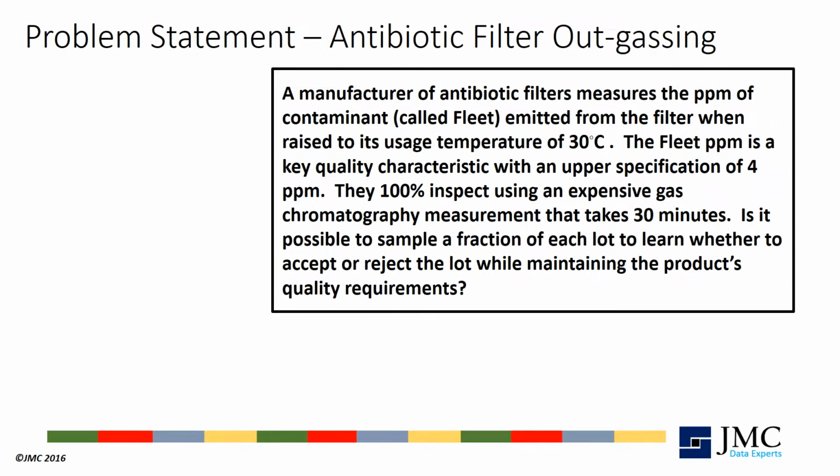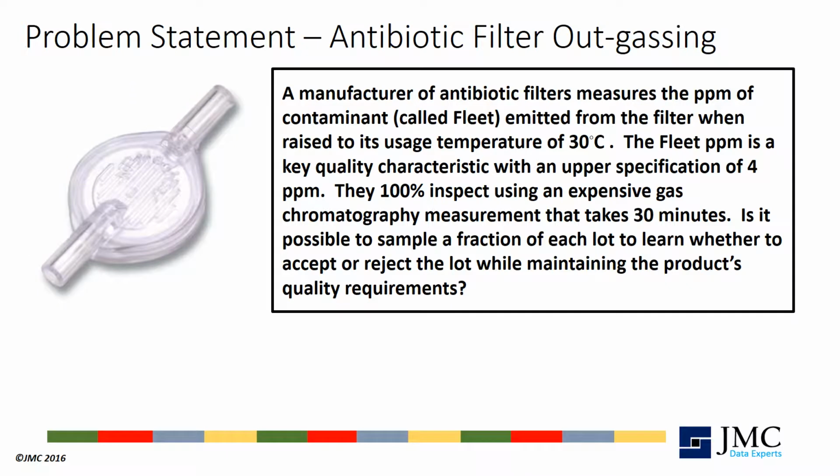A manufacturer of antibiotic filters used to remove bacteria from blood determines the level of a contaminant in 100% of their filters using a long and expensive gas chromatography measurement. The contamination level is a key quality characteristic and must be below an upper specification of 4 parts per million.